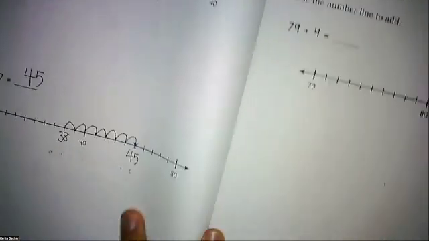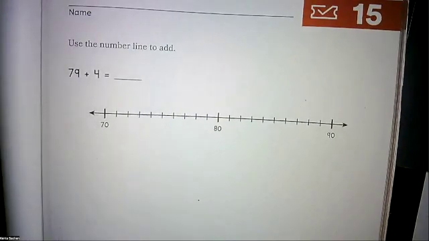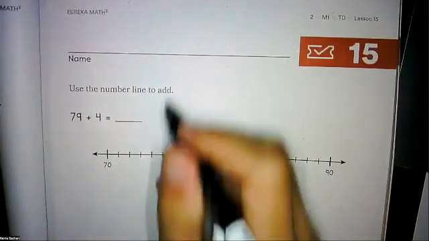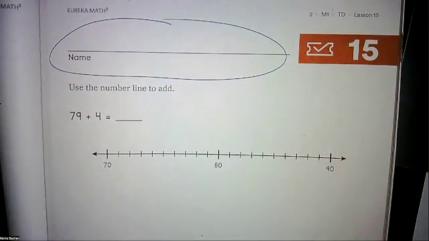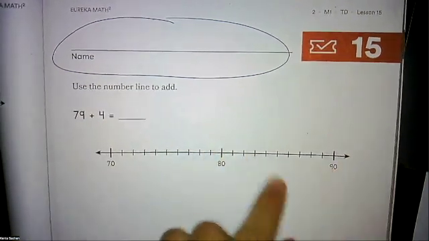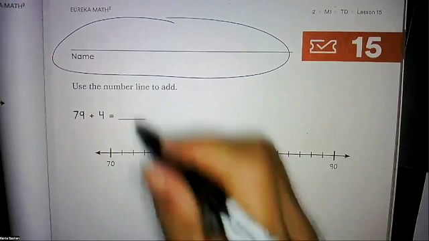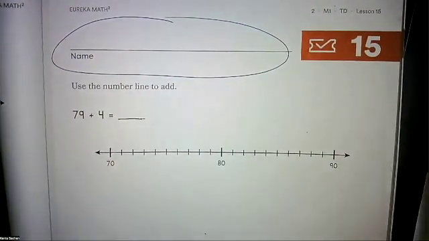All right. Now here's our exit ticket. Please work on this by yourself. And please make sure that you write your name on here. What is 79 plus 4? Okay. So make sure that we're using our number line, drawing our arrows, and please make sure you write your answer down right there.